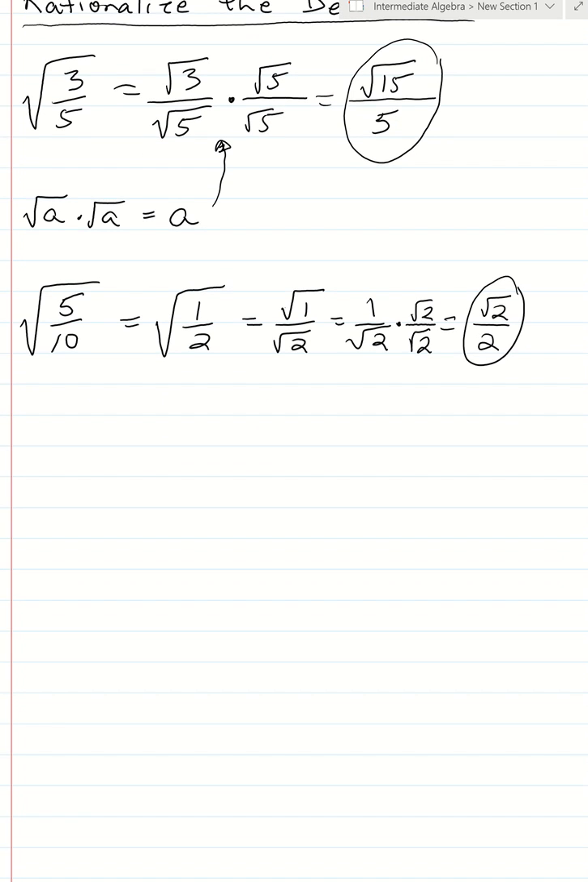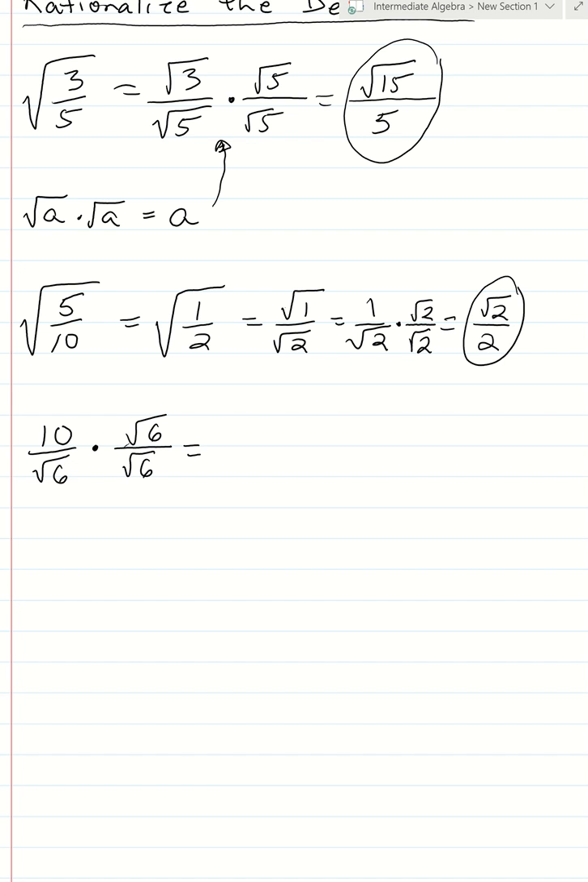Let's try a few others. Let's say, for example, we have 10 over the square root of 6. Well, there's nothing that I can do to simplify this fraction. The only thing I have a problem with is the fact that there is a square root in the denominator, and we have to rationalize that. So let's multiply by a very special form of the number 1. This time, let's multiply by the square root of 6 over the square root of 6.